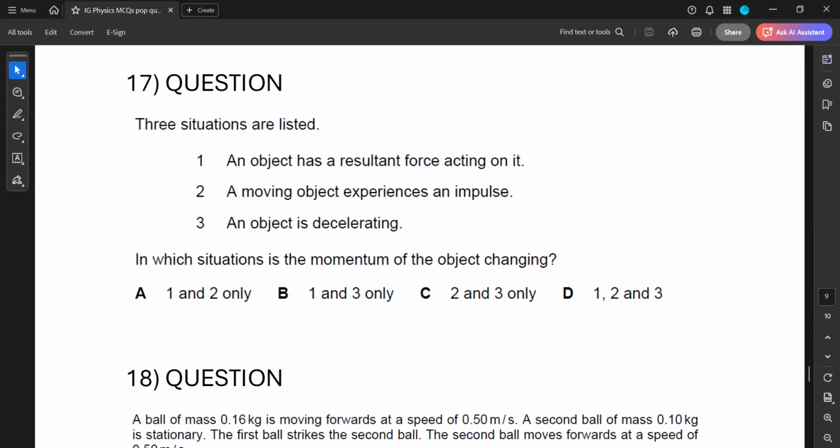Question 17. Any doubt in question 17? The correct answer for this one is D.